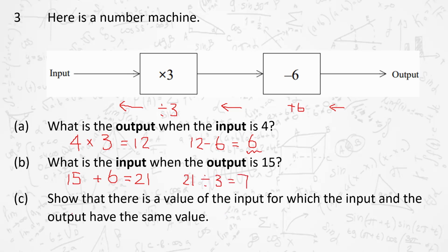Part C, show that there is a value of the input for which the input and the output have the same value. Okay, so my input and my output are the same value, which I don't know what it is. So what I'm going to do, I'm going to set that as x. And then still use the number machine rule. So I have x times by 3.